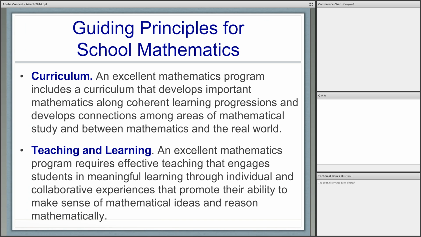And two others, and these two I'm going to focus on a little bit more, and that is curriculum. So we know that a sound math program has to have a sound curriculum that really recognizes research in terms of how students learn, which is embodied in things like learning progressions, and really recognizes the kinds of connections that one can make between mathematical ideas.